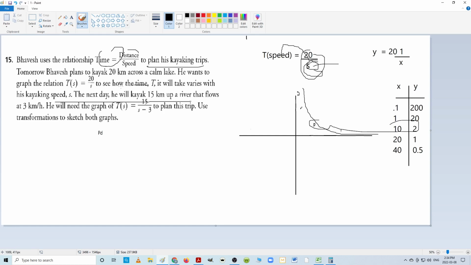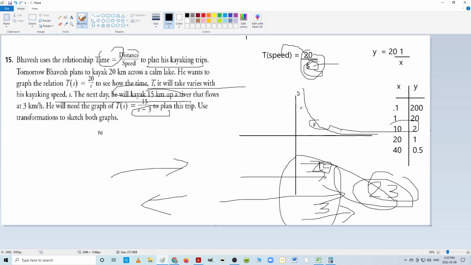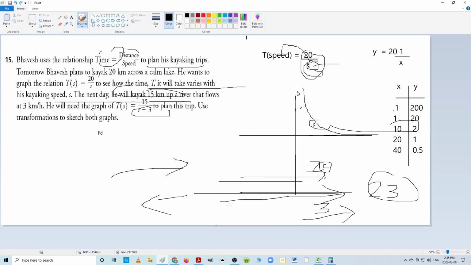Now what happens in the next thing? The next day we'll kayak 15 kilometers up a river that flows at 3 kilometers. So that means even though he's going 15, he's going a speed this way, he's got a flow against him, 3 kilometers. So the interesting thing about speeds, if I'm going 20 kilometers an hour in a canoe this way with a 3 kilometer an hour backflow, I'm going 17 kilometers an hour. If I'm going 20 kilometers an hour this way with a river flow of 3 kilometers with me, my net speed is 23. So you can actually add up or subtract speeds that are along the same plane like that.